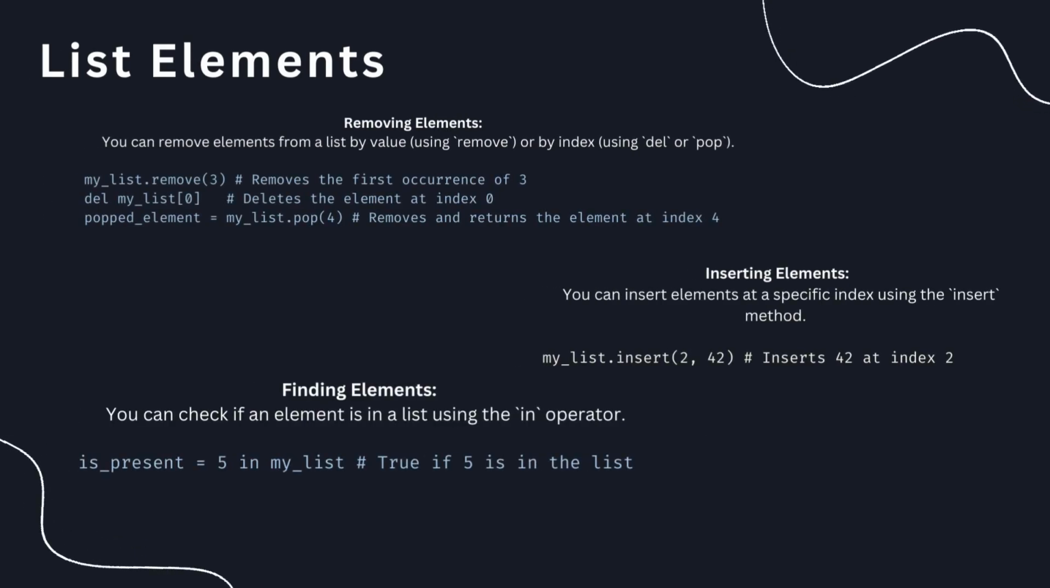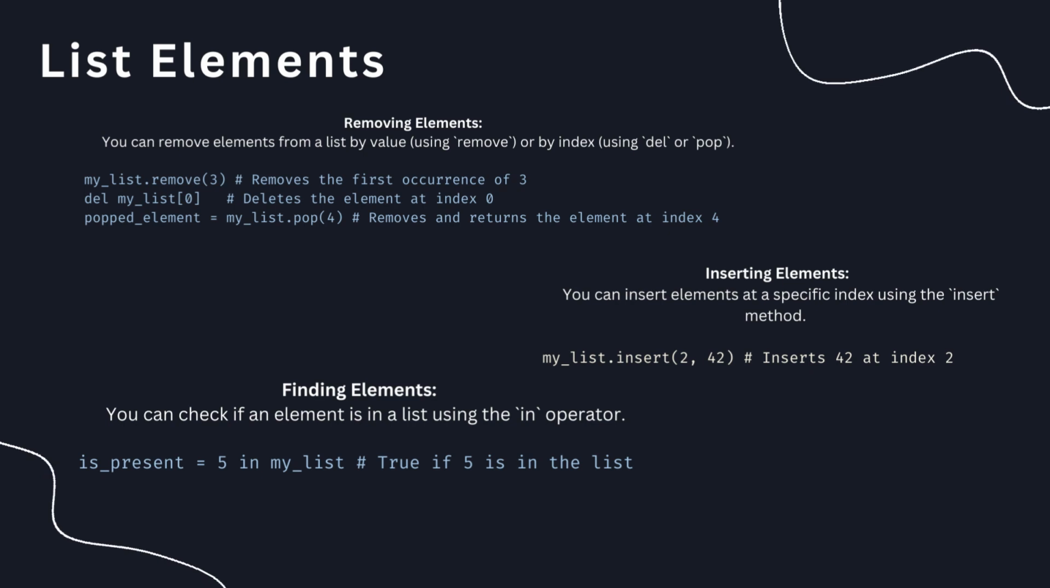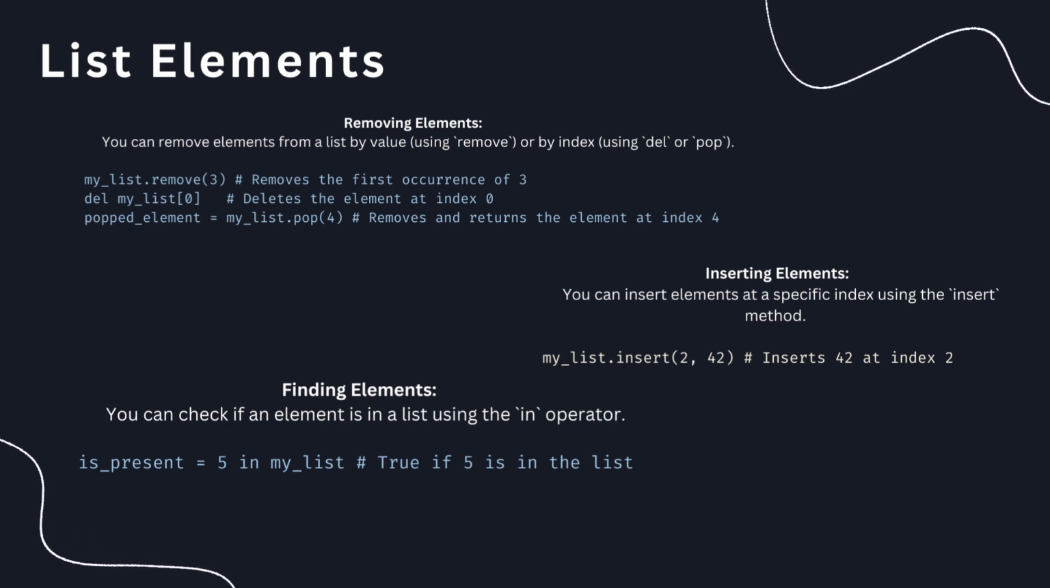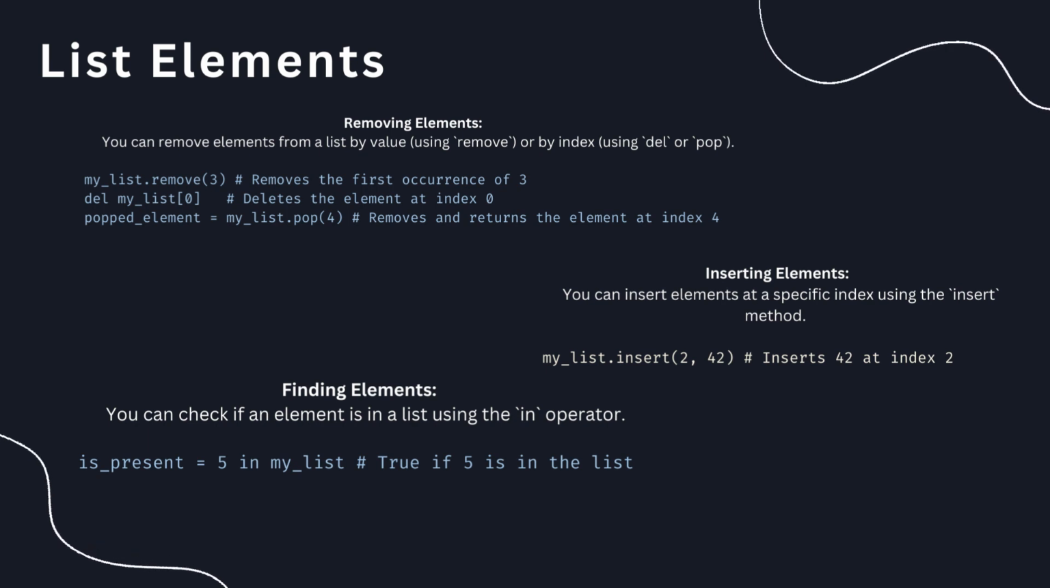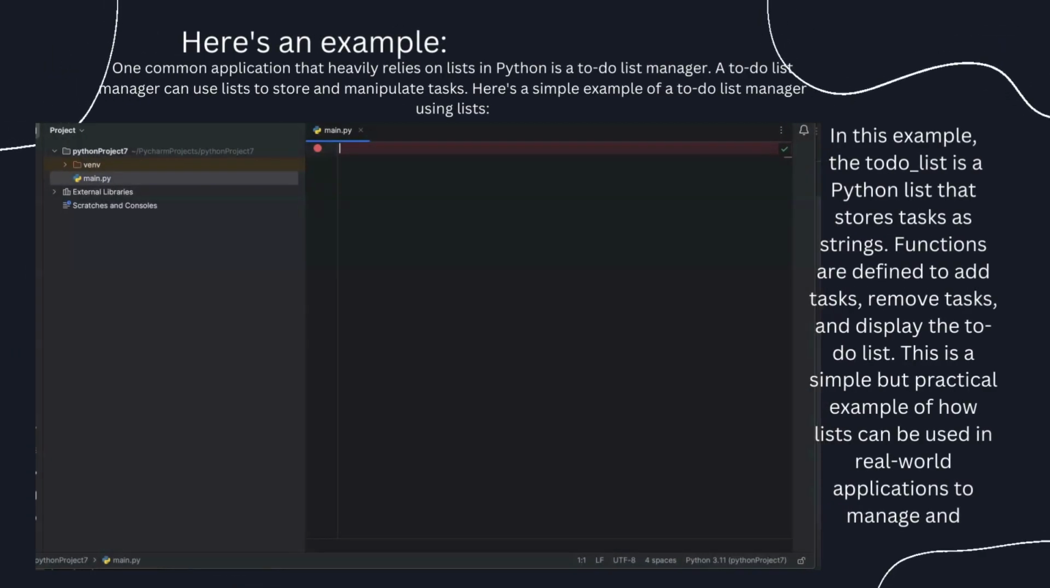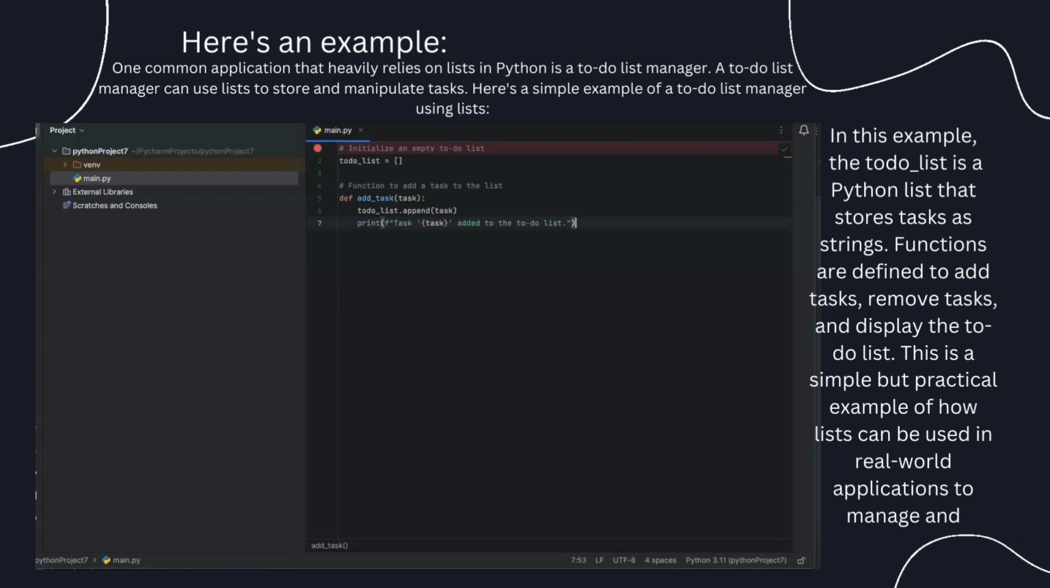Some more common list operations are removing elements. You can remove elements from a list by value using remove, or by index using del or pop. Again, here are some examples of that. You can also insert elements at an index using the insert method. And if you want to find an element, I have that in here twice, but you can check if an element is in the list using the in operator. So here I'll move on to an example of using lists.